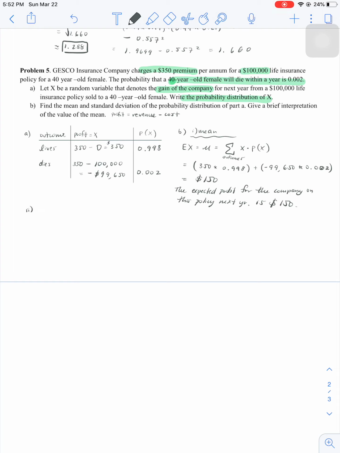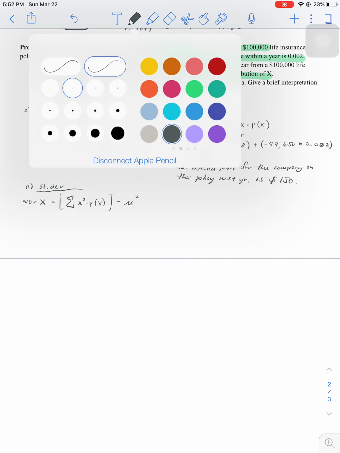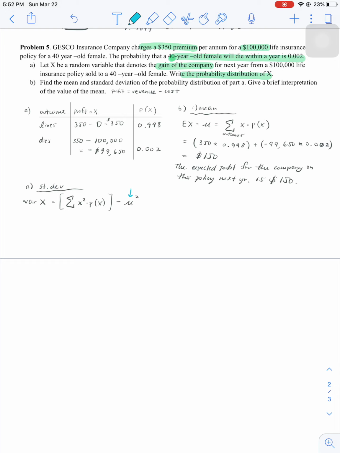Okay, now for the second part. The second part asks us to find the standard deviation of our random variable. Well, first I'm going to find the variance because we have a handy formula for that. The variance of a random variable is the sum over all possible outcomes of x squared times the probability of the outcome, minus the mean of that random variable squared. Now remember, we calculated the mean in part B just now, and we found that the mean is $150.